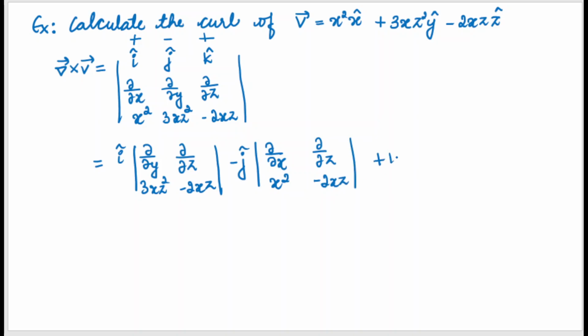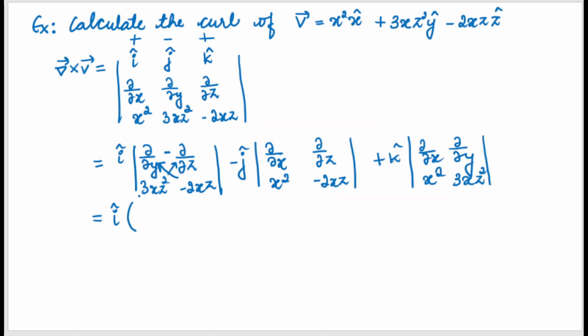Next, coming to k cap, again the same thing. If I do, I'll get ∂/∂x, ∂/∂y, x², 3 times x into z². Now, how to solve this? It is very easy. Keep the i cap, that is the unit vector along the x direction, same. How to solve this determinant? Just cross multiply the terms like this. You need to first cross multiply this term, next cross multiply this term. After that you need to subtract.